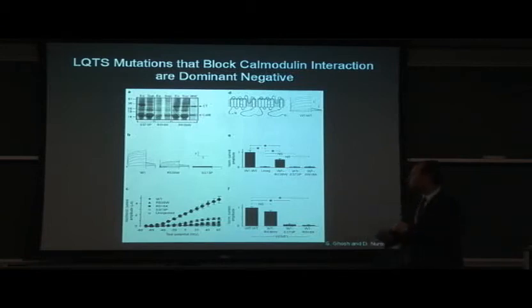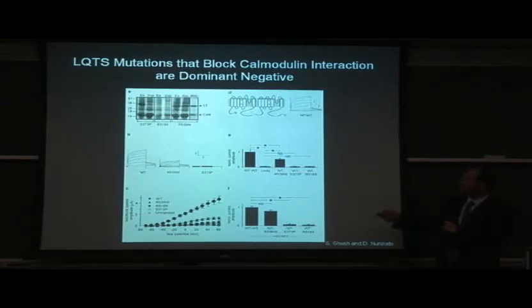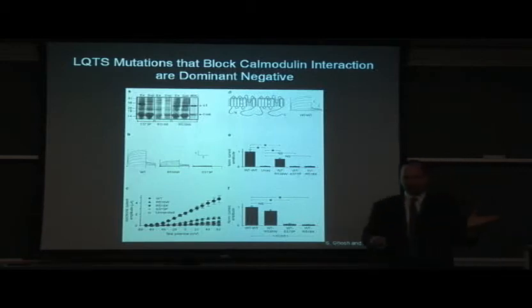And so what is the functional effect of that? So here are wild type currents. Here are the currents with a mutation that's just outside of the IQ motifs. They're reduced, but still present. And here's an example of a mutation in IQ motif 1 where there's no current at all. So it suggests that there's a correlation between a mutation that disrupts calmodulin interaction and loss of function.